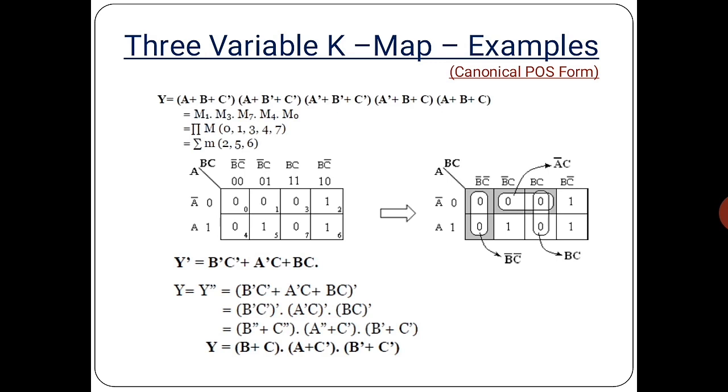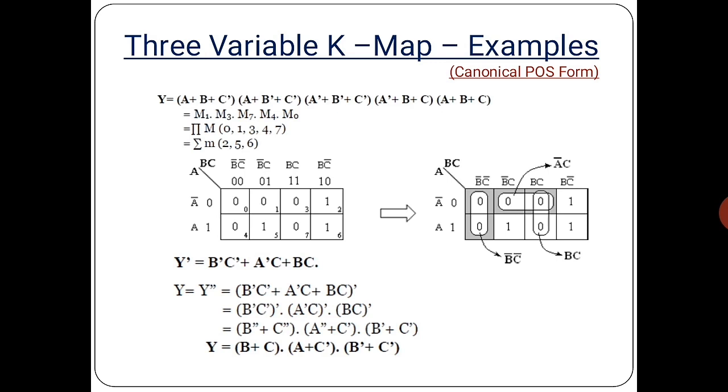So we can fill the cells 0, 1, 3, 4, 7 with 0. After that we look for the chance to group as a quad, but we are not having the chance to group as a quad, so we go for the pair grouping. We group 0 and 4 as a pair, 1 and 3 as a pair, and 3 and 7 as one more pair.